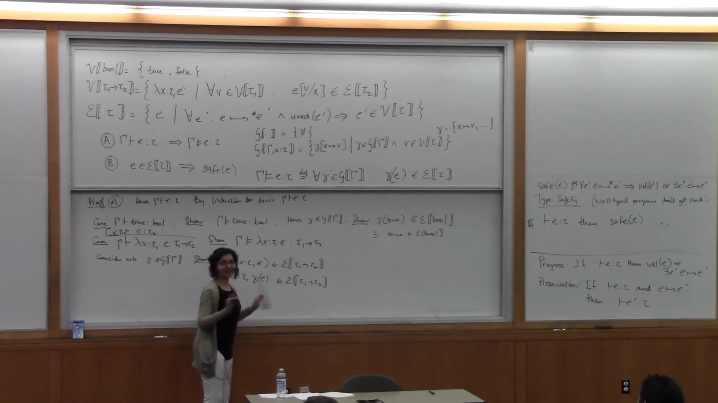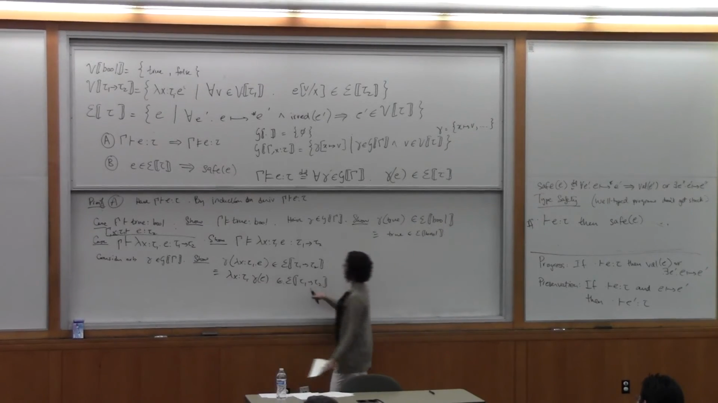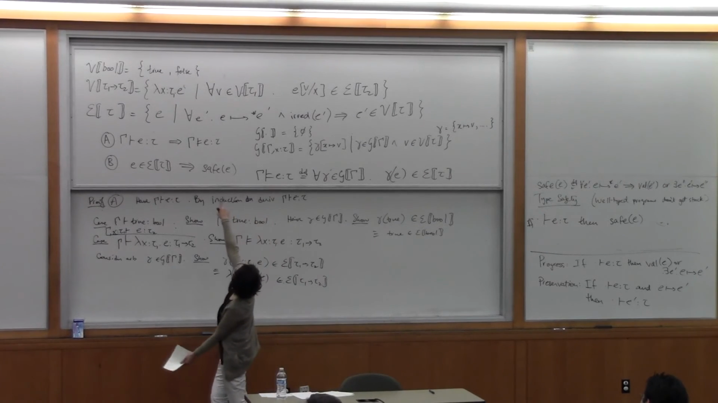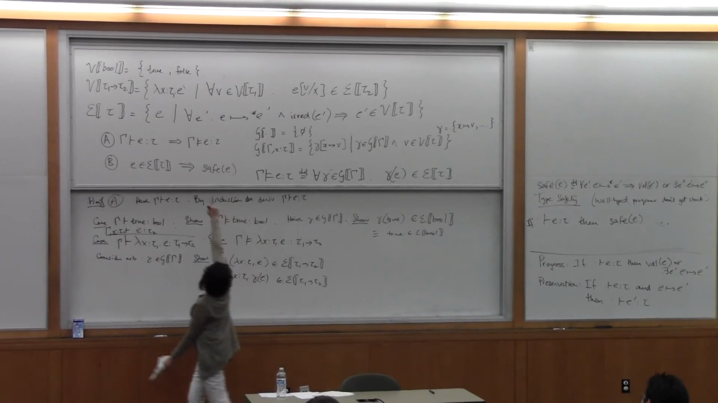Maybe I should write it out. I think I should write it out. Okay, so we want to show this, remember? Showing means you look at the statement and you say, okay, what do I have to show? You have to show for all E prime.